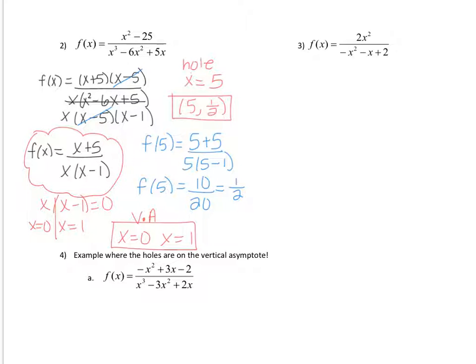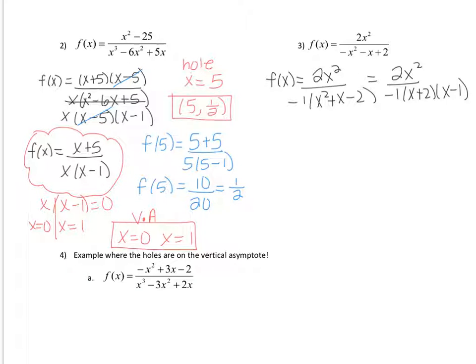Okay, here it is. What you should have noticed with example number 3 is that there are no holes because nothing was able to cancel. So that's true, there are no holes. The entire function is continuous, and that's okay. Now we're just going to look for the undefined values.